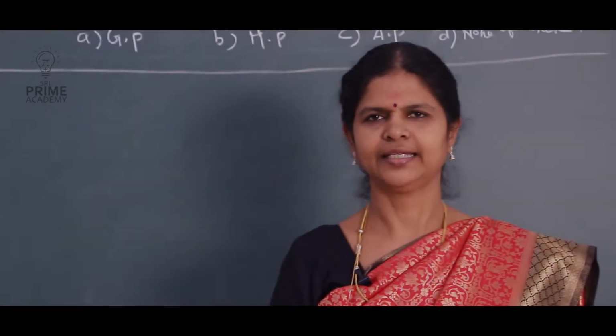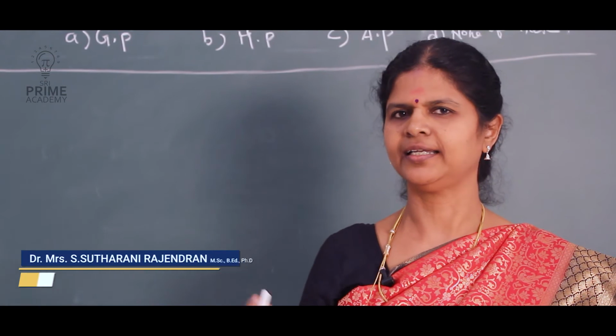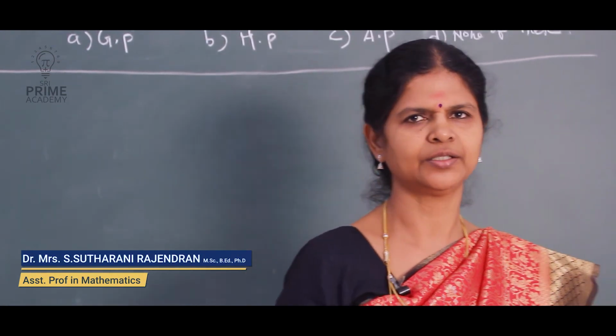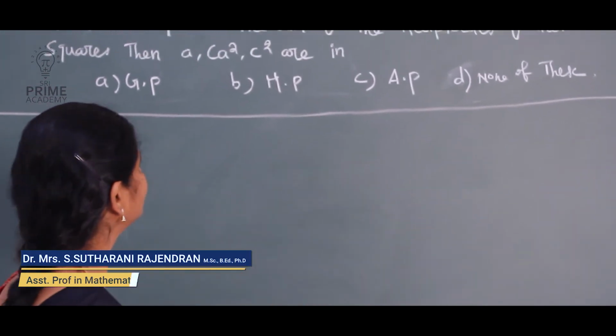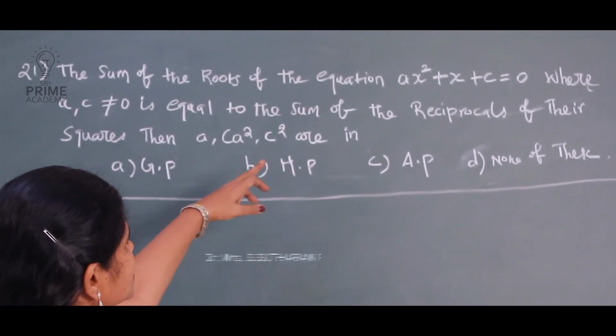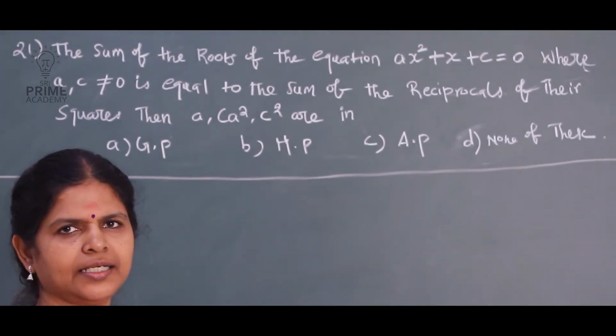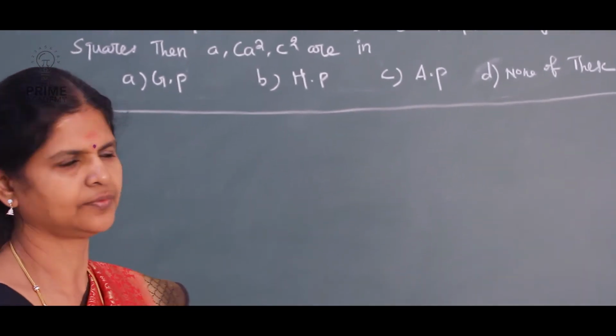Okay. Next equation, a quadratic equation is given. Next we have to find the relation between the two conditions. What are the conditions given? That is, the sum of the roots of this equation equals the sum of the reciprocals. First let us write the sum of the roots of the equation.